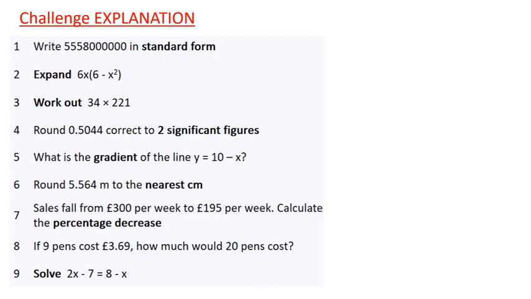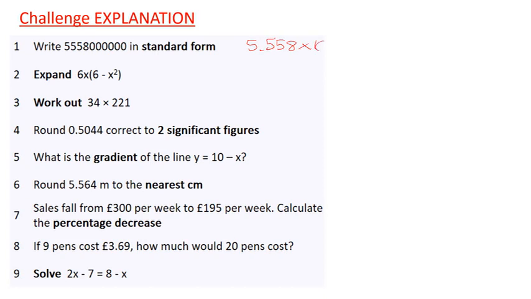Okay, so for question 1, we need to write this in standard form. The first thing that we are doing is we're going to look at where to put our decimal point so that our first number is between 1 and 10. I'm going to put it between these first two digits here. So it's going to be 5.558. That's the first part of my number. It's always times 10 to a power.